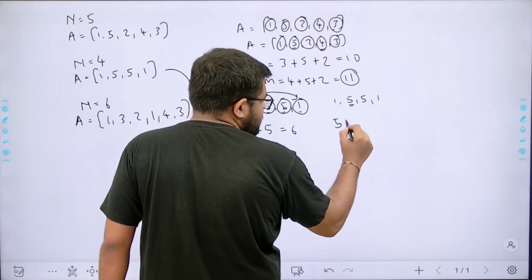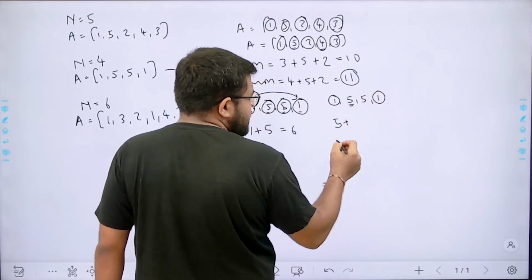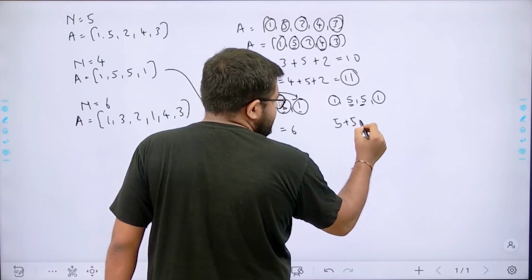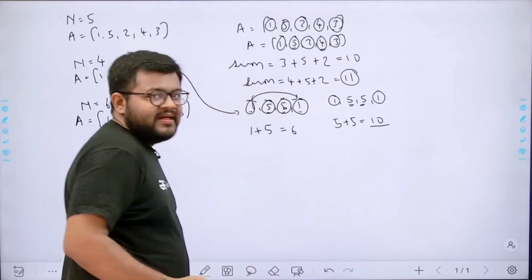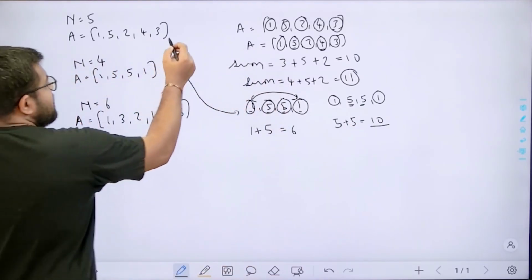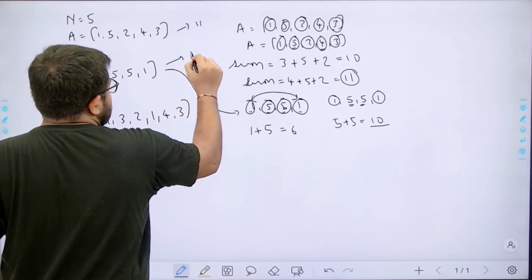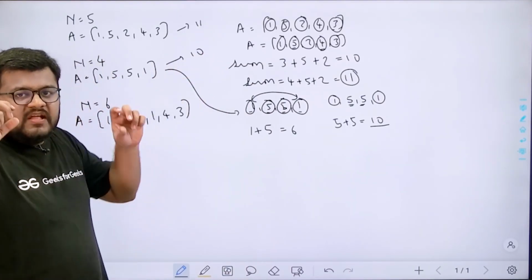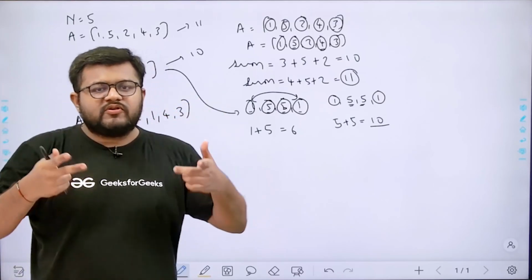So our answer would be 5 plus. Now this and this will be removed. And I should have taken this 5 in the second step, so I would get 10. That's the maximum possible. So here the maximum possible is 11, and here the maximum possible is 10. So picking the maximum of the first and last player at every step will not work.